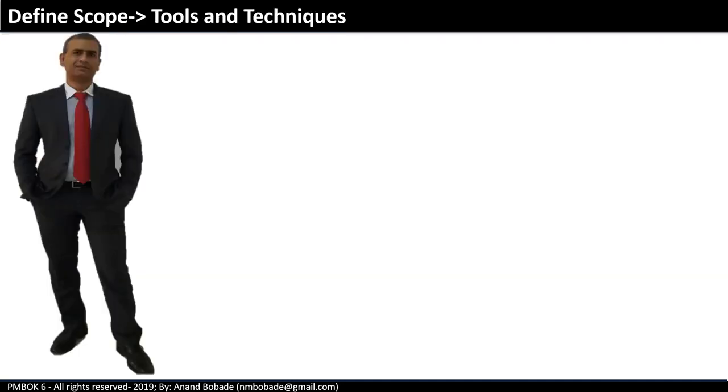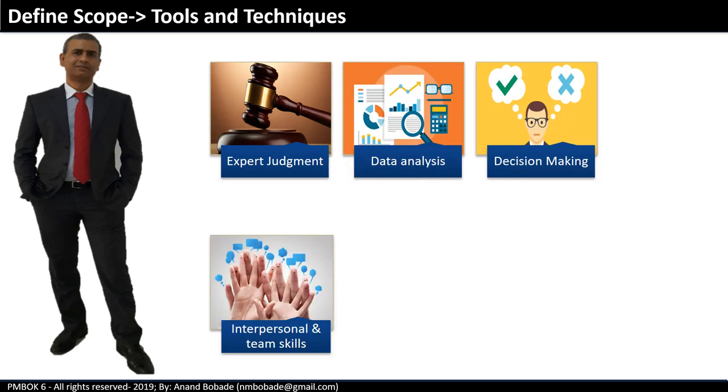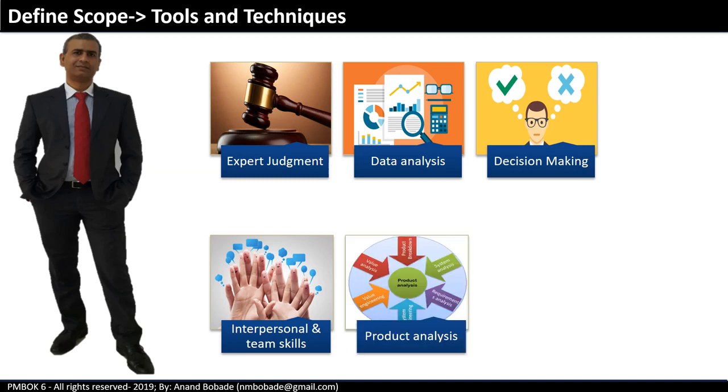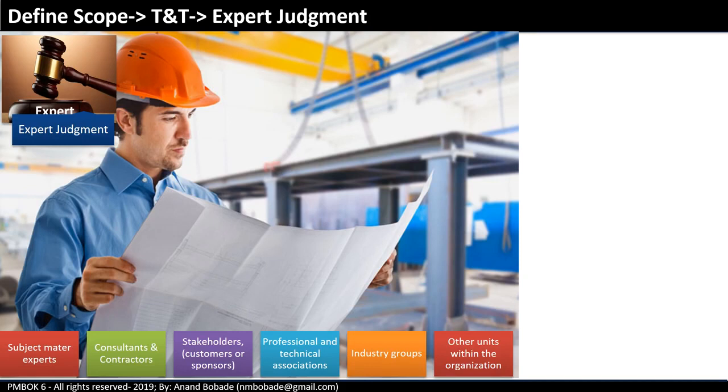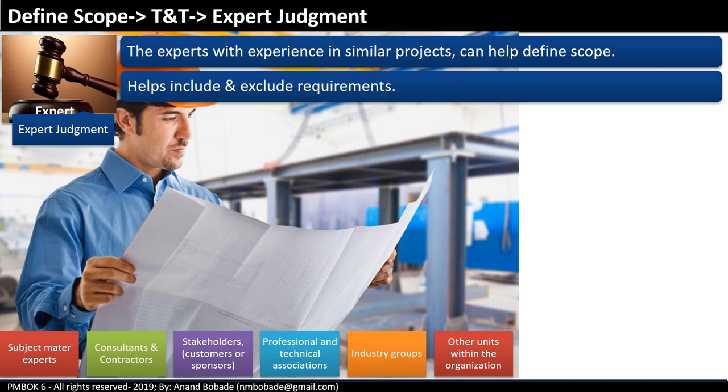Tools and techniques. Expert judgment, data analysis, decision making, interpersonal and team skills. These 4 tools and techniques are very generic. We have seen them multiple times and they are used in many decision making processes on the project. The 5th technique is product analysis, which is used specially for this process. Expert judgment. Experts with similar experience in the project can help define scope. They can help in defining project boundaries.